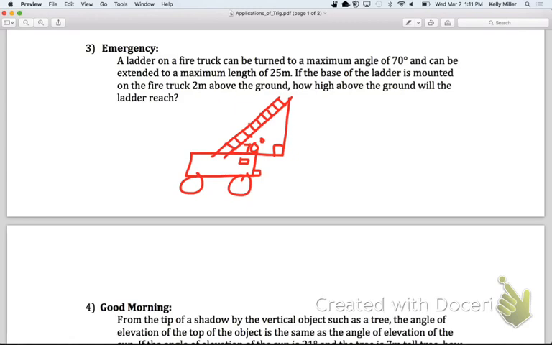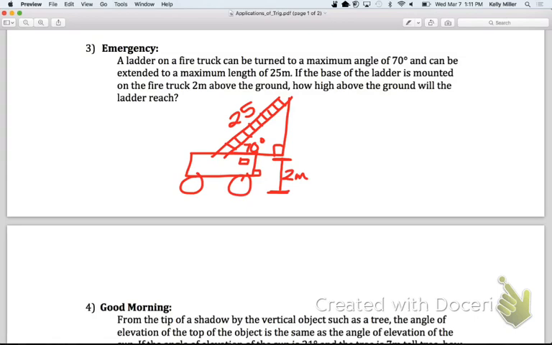It says the ladder can be extended to a maximum length of 25 meters. So on the actual ladder, which is the hypotenuse, right? It says the base of the ladder is mounted on a fire truck 2 meters above the ground. So the base of my ladder is really 2 meters already above the ground. So how high above the ground will the ladder reach?